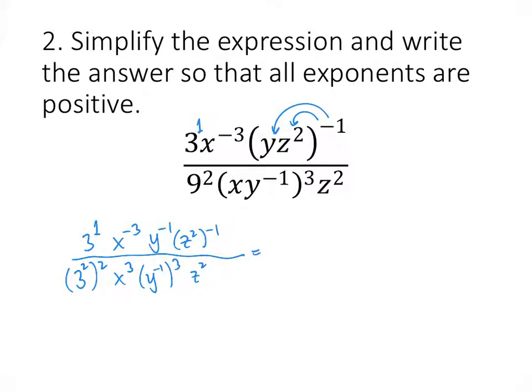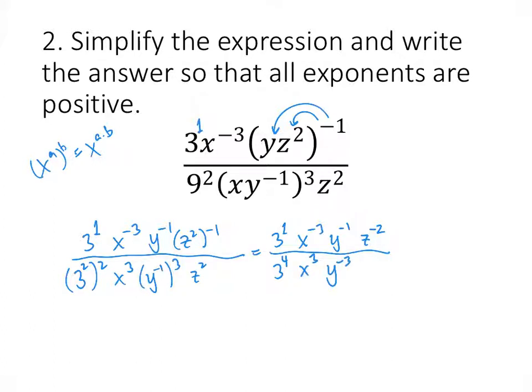So let's simplify those powers raised to powers. Remember that whenever we have x to the a, and then that's raised to the b, we multiply the powers together, x to the a times b. So we have 3 to the first on top, x to the minus 3, y to the minus 1, z squared to the minus 1, that's z to the minus 2. On the bottom, 3 squared squared, that's 3 to the fourth, x cubed, y to the minus 1 to the third is y to the minus 3, and then z squared.